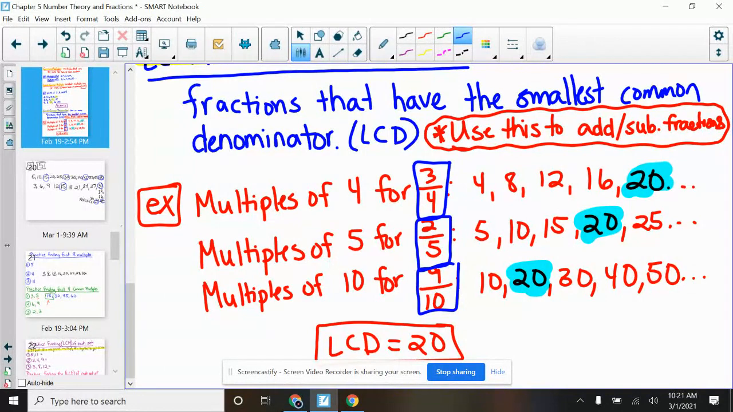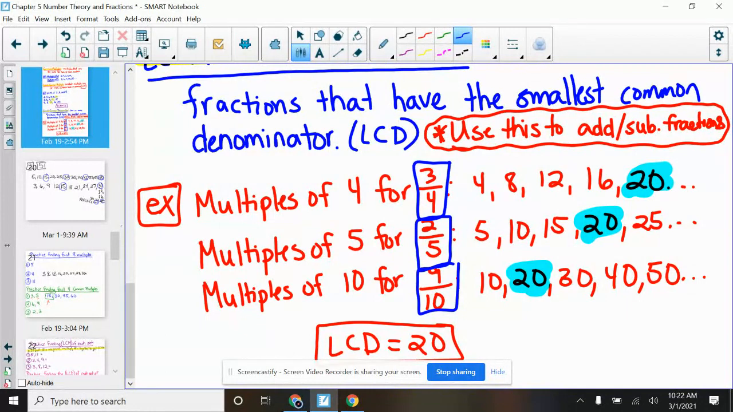Okay. The next one is 2 over 5. What's the denominator, everybody? 5. So I'm going to list the multiples of 5. 5, 10, 15, 20, 25. The last fraction is 9 over 10. What's the denominator? 10. So I'm going to list the multiples of 10. 10, 20, 30, 40, 50.